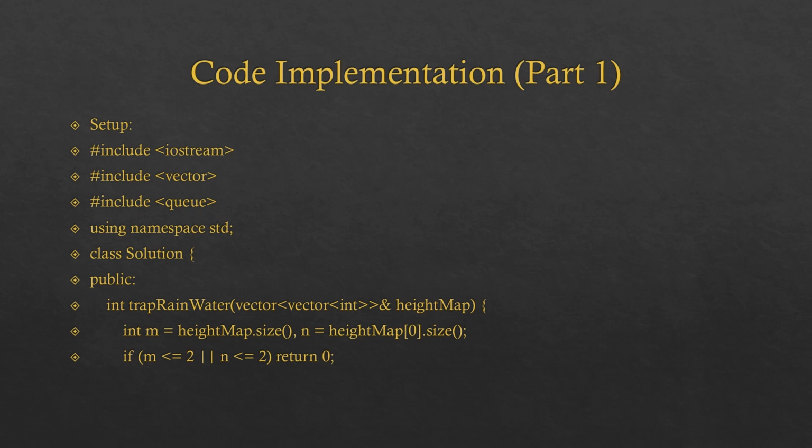Let's take a look at the code. First, we define our solution class and the trapRainWater function. We handle the edge cases where the grid dimensions are too small to trap any water. We initialize a priority queue and a visited array to track the cells we have already processed. Then we add all boundary cells to the heap.